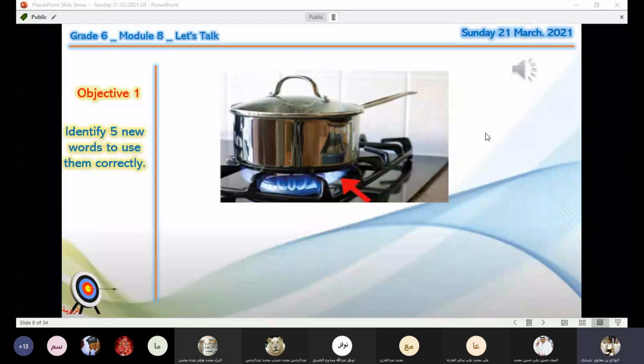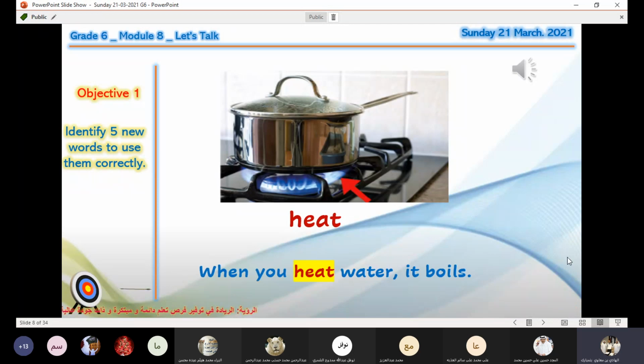Very good, Muhammad Nasser, as usual. Thank you, Muhammad Nasser. Al-Bara, heat, thank you. Muhammad Abdul Aziz, heat, thank you so much. Abdul Rahman, thank you. Great, so heat, very good. So this is heat, right? Who can read for us this sentence?